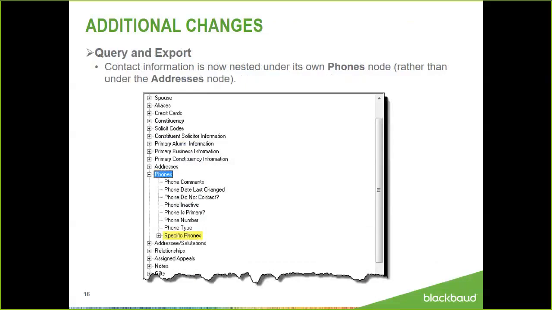In new queries and exports, phones and emails are now nested under their own phones node instead of under the addresses node. Email addresses, web links, fax numbers, and any other contact numbers are under the specific phones node, which is highlighted in this screenshot. Existing queries and exports using the old data structure will still work as normal. This only applies to new queries and exports. The new comments and date last changed fields are also available in query and export.